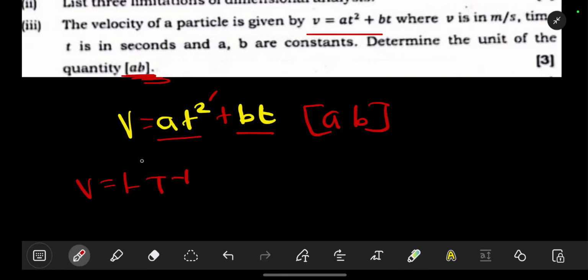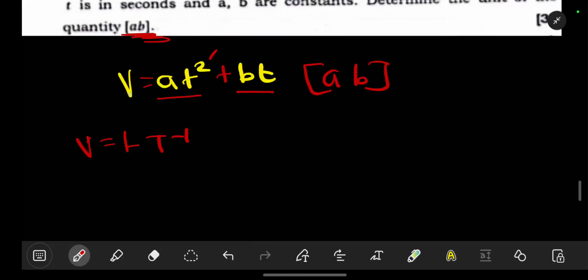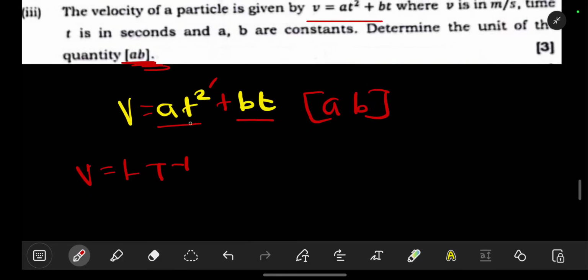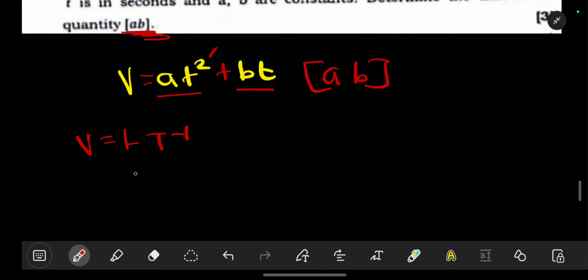If you need more information on how we get this, you can just comment in the section and I will send you a video where we cover all these. Now we know velocity is equal to L T raised to the power negative 1, so we put it there. Then we have the time there. So let's substitute the dimensions: L T raised to the power negative 1 should be equal to a, time has dimension T squared, then plus b, then T.